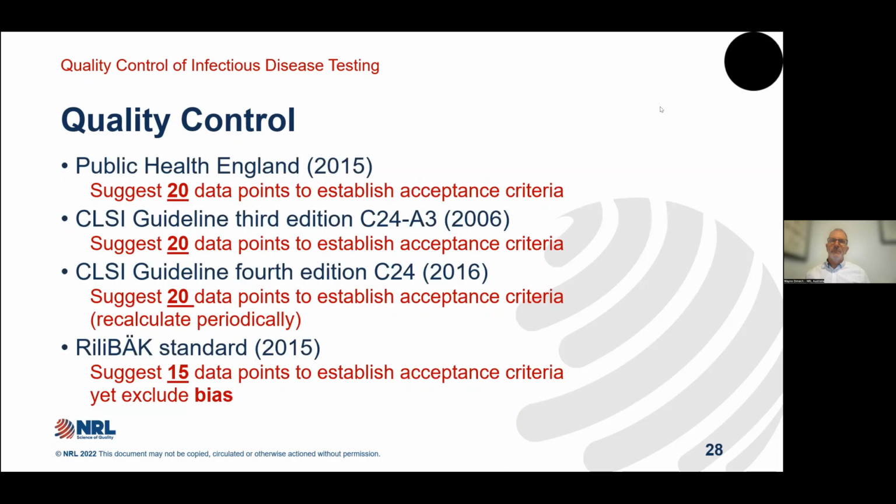The data sets used by traditional methods to establish those acceptance criteria are typically very small, ranging from 15 to 20 data points, to establish those acceptance criteria by calculating a mean and standard deviation, and then using some form of statistical model to identify errors outside of those acceptance criteria.